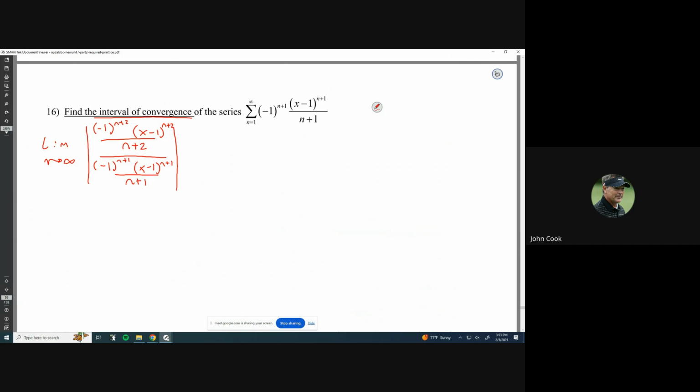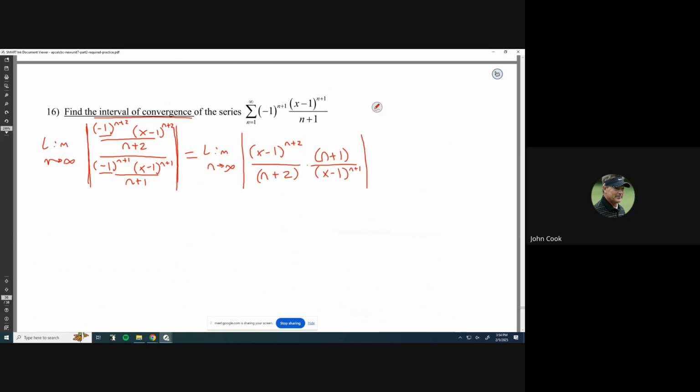Okay, and let's skip some steps here because the -1 to the n in either case will get absorbed by this absolute value. So I'm just going to skip that step and rewrite it with that part gone. And then also multiplying by the reciprocal of the denominator. So I end up with x minus 1 to the n plus 2 over n plus 2 times the reciprocal of the denominator, the quantity n plus 1 over x minus 1 to the n plus 1 power.